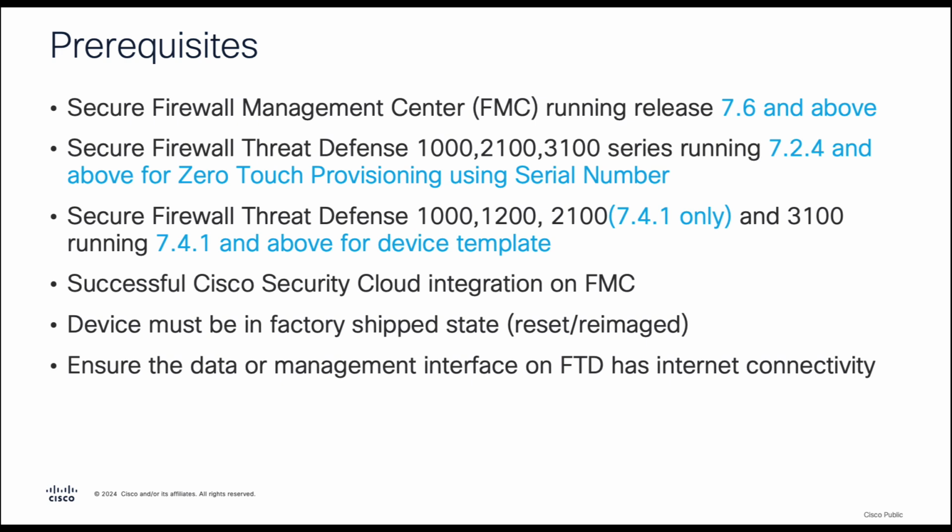In terms of prerequisites, this feature requires FMC to be on 7.6 and above version. The FTDs need to be on 7.2.4 and above for the zero-touch provisioning using serial number, and version 7.4.1 and above for the device template, excluding 2100, which only supports up to 7.4.1. This also requires successful Cisco Security Cloud integration on the FMC, and the device must be in factory ship state. And lastly, make sure that the data or the management interface on the FTD has internet connectivity.